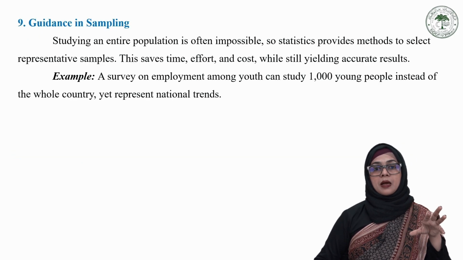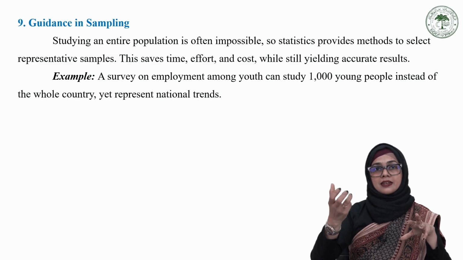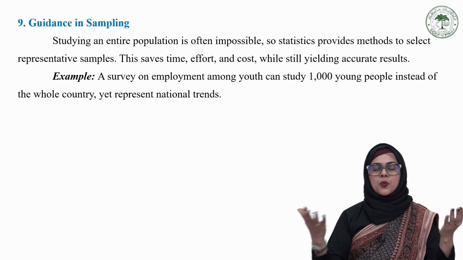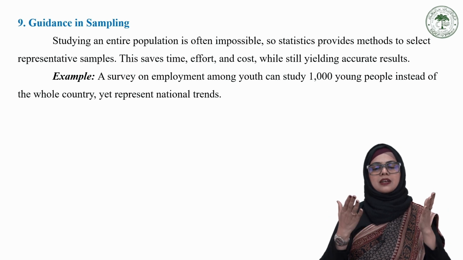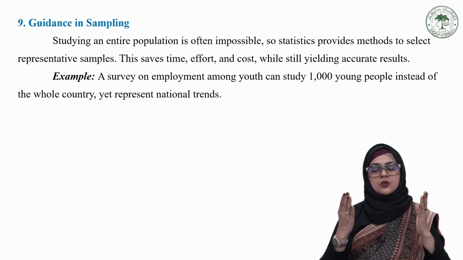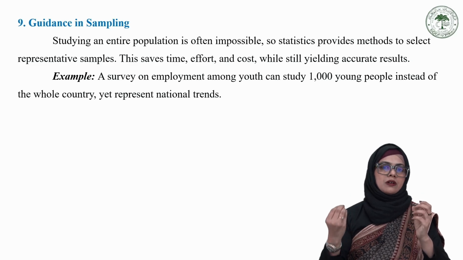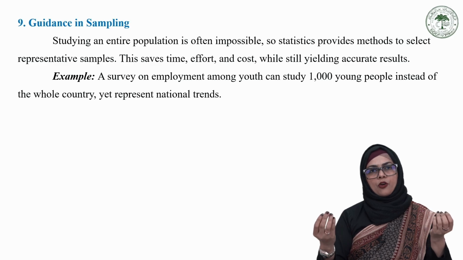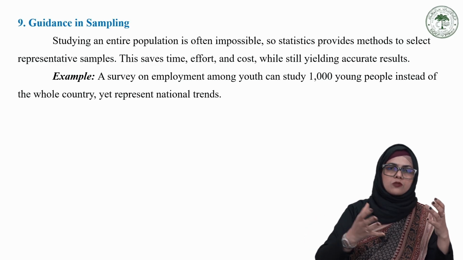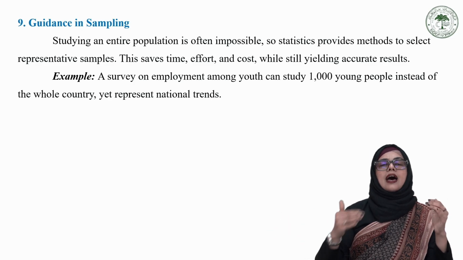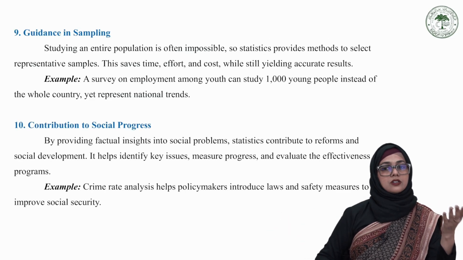Then guidance in sampling, how it also guides in collecting samples. It's impossible to collect a sample from everyone. So what is statistics doing? It is basically helping the researcher to narrow down which method they are supposed to use for sampling. So for example, a survey of employment among youth can study 1,000 young people instead of the whole country, which is highly impossible, and yet present the national trends.